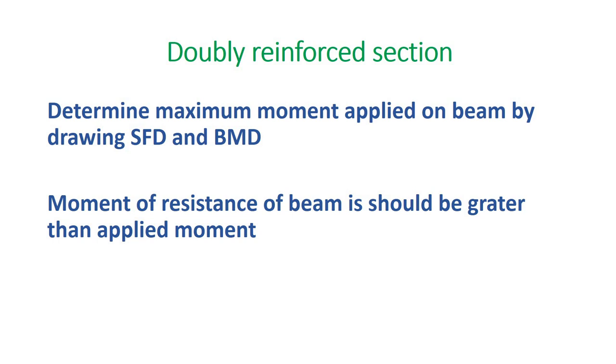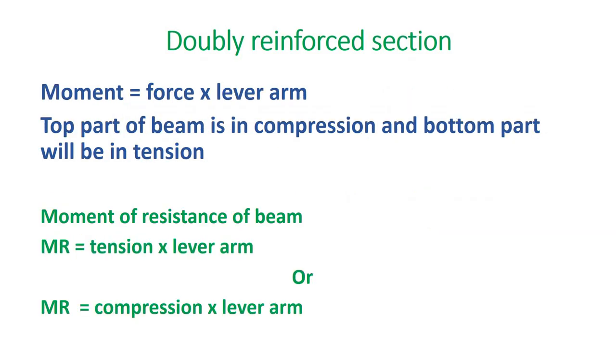for any particular beam, first of all, we have to draw the shear force and bending moment diagram, right? And for the same beam, we have to determine the moment of resistance of the beam. Now, how to determine the moment? That is force into lever arm, right? So how to determine moment of resistance? That is either the tensile force into the lever arm of the beam or the compressive force into the lever arm of the beam. How is it?